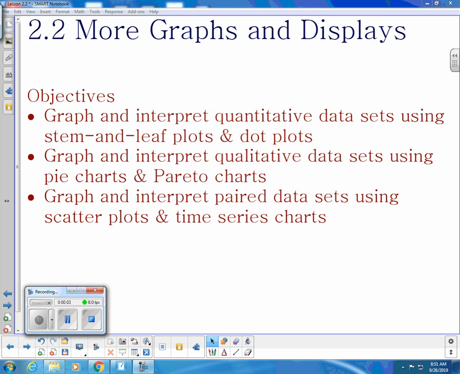Okay, we're going to continue today discussing more graphs and displays that you can use with your statistical data, mainly stem and leaf plots, dot plots, pie charts, Pareto charts, and time series, where you have a scatter plot and you do a line of best fit with paired data. So we're going to start off with stem and leaf plots.